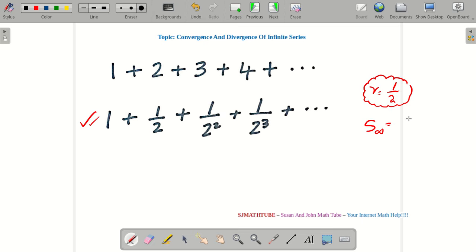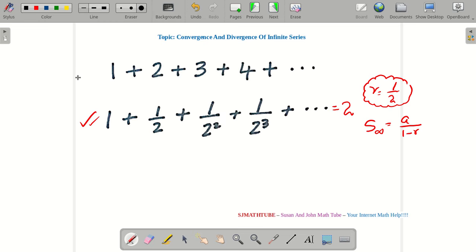And I'm sure you learned a formula, a by 1 minus r. And if you apply that formula, you'll see that the sum of all the terms till infinity is just 2. Okay, that is something really interesting, because normally we think when we keep on adding numbers again and again, in this case we are adding up to infinity, still we get the sum to be 2. Okay, so this principle is called convergence.